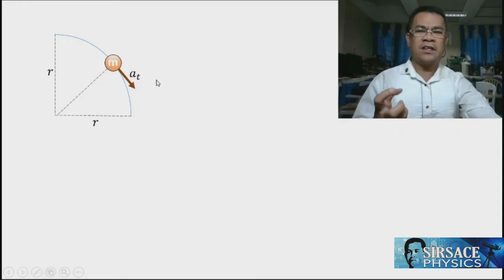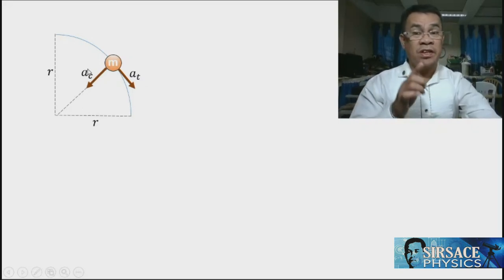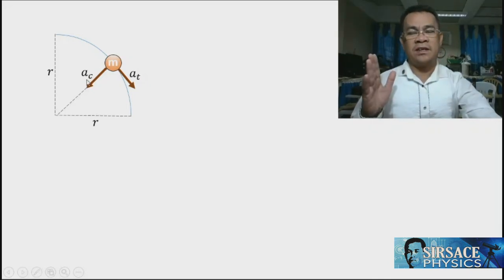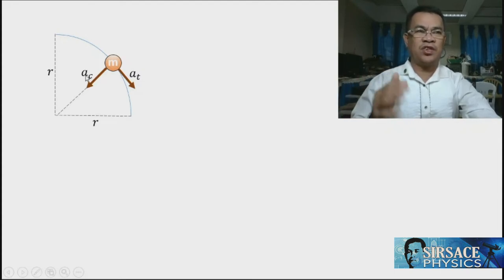Another acceleration is the so-called centripetal acceleration. The centripetal acceleration is due to the change in direction. Again, the tangential acceleration is due to the change in magnitude of the velocity, while the centripetal acceleration is due to the change in velocity direction of the particle. So when you calculate how much is the acceleration while moving around the curve, it is a function of the two accelerations.